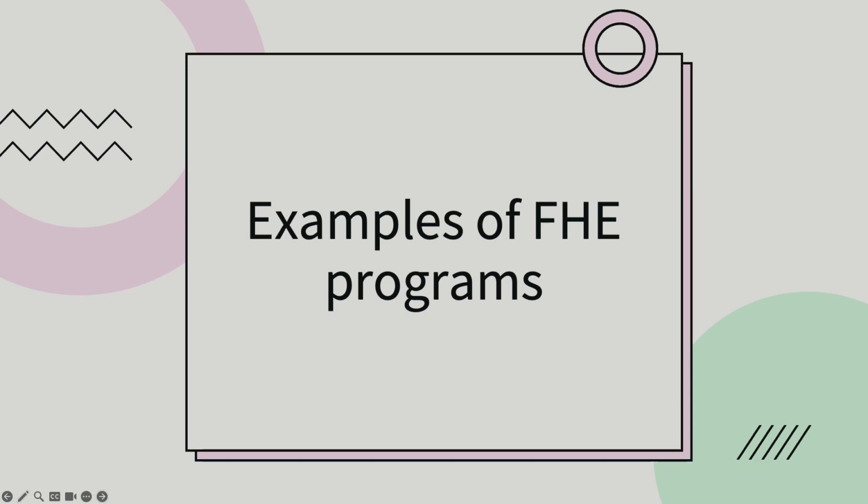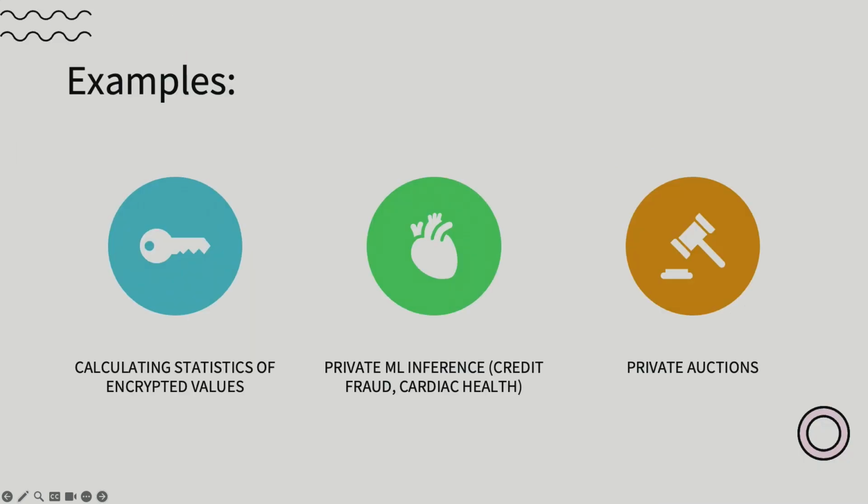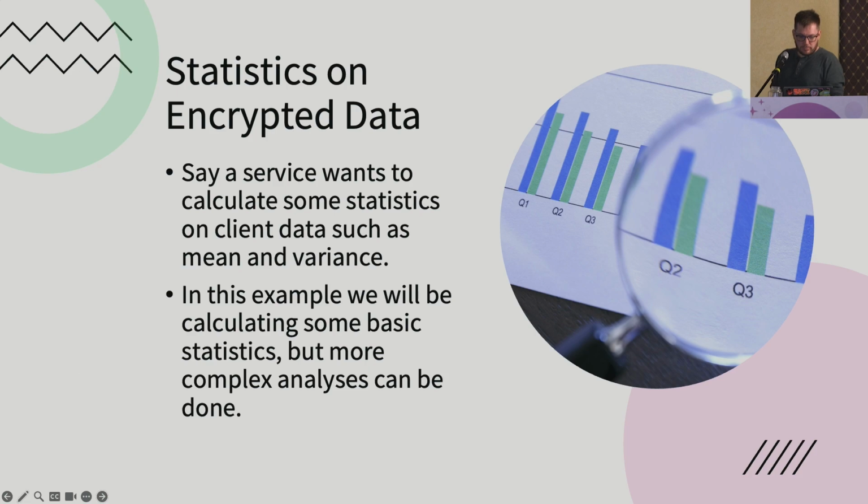So let's look at some examples of FHE programs. We're going to go through 3 basic examples. One, we're going to calculate the statistics on top of encrypted values. For the next set of examples, I'll show you through some websites that we have, some private ML inference on a few different cases. And the final case will be how to perform private auctions.